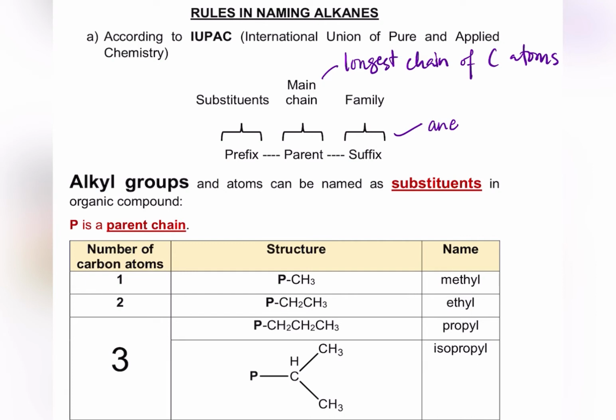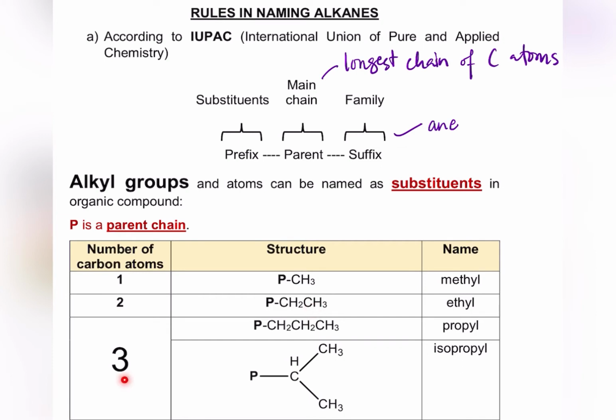For example, if I have one carbon atom attached to my parent chain, it will be less one hydrogen, and the structure will be CH3 and the name will be changed to methyl. So methyl is one of the alkyl groups that can be added as a substituent. Next one, if I have two carbon atoms attached to the parent chain, the structure will be CH2CH3 and the name will be ethyl. Make sure the carbon attached to the parent chain is CH2 and then after that continue with CH3.